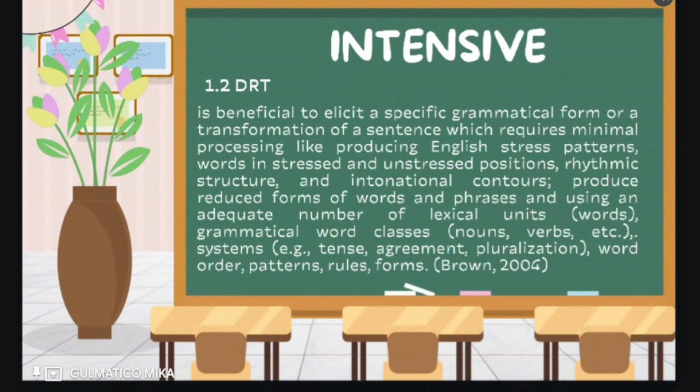So in this intensive DRT, you will also learn the basic English structure, building English language proficiency, and you will learn to grow or enhance your English speaking. So that's all my part.